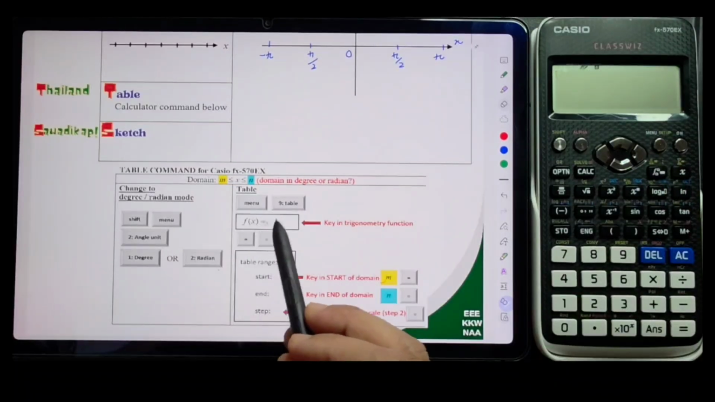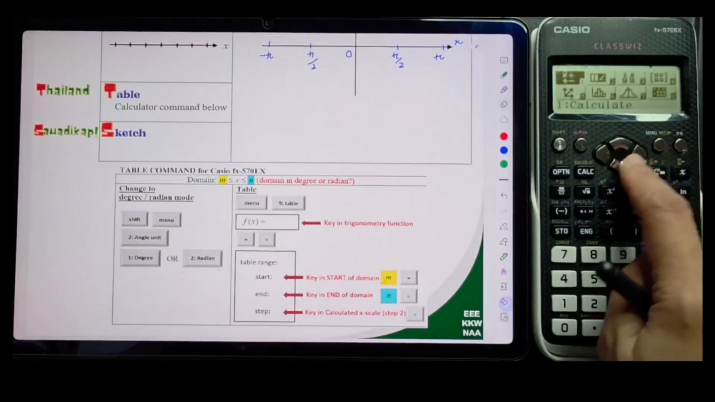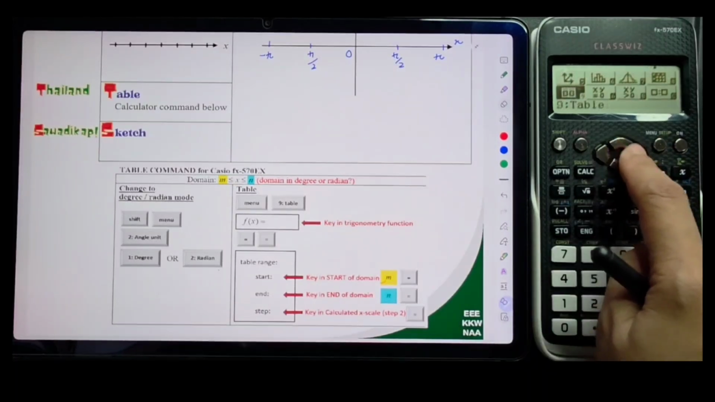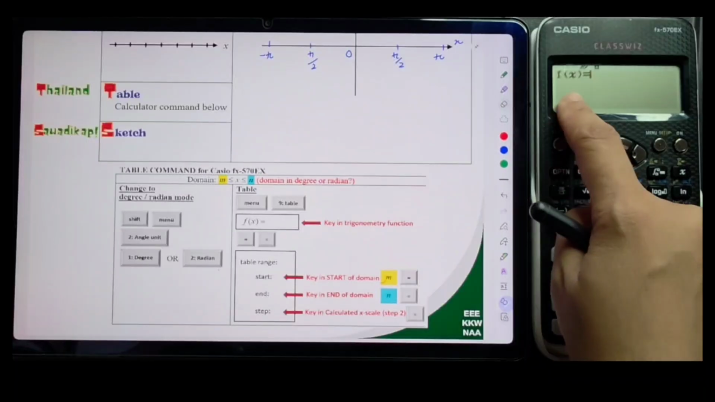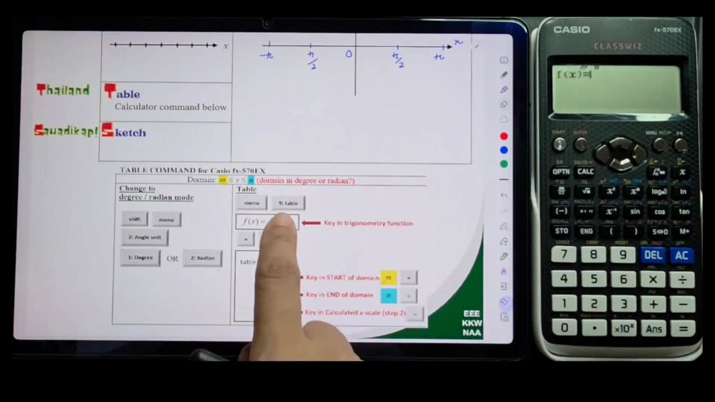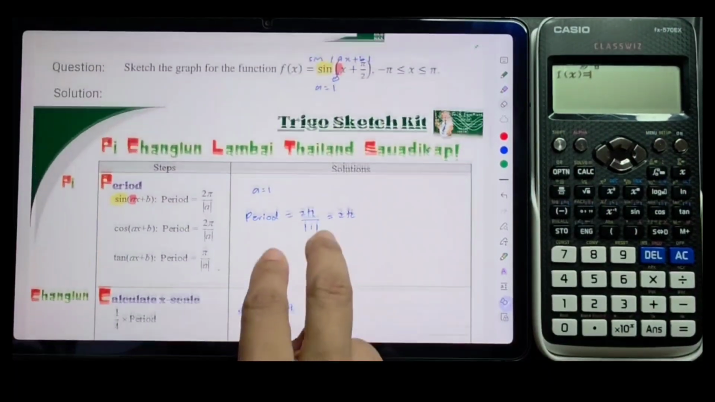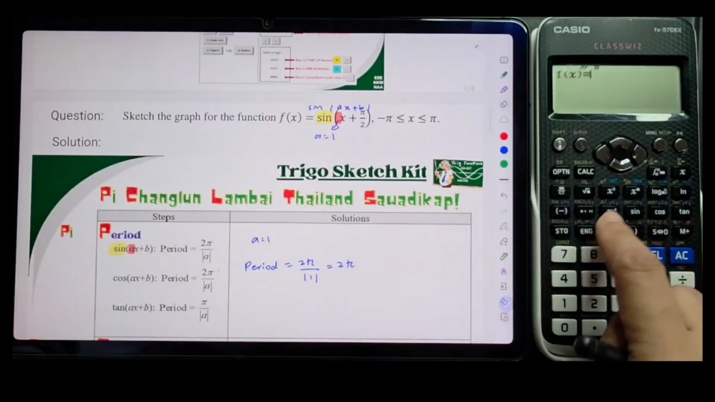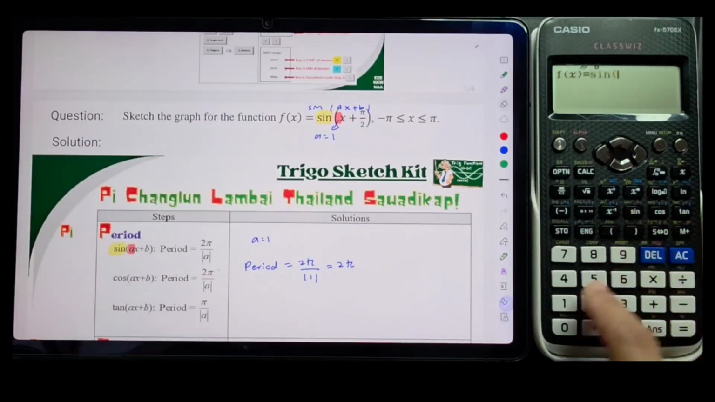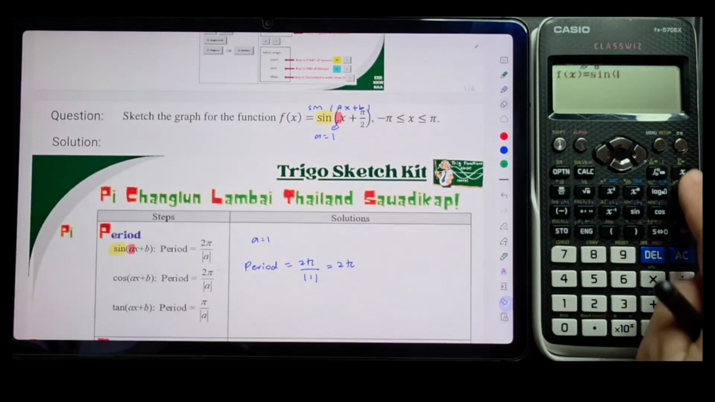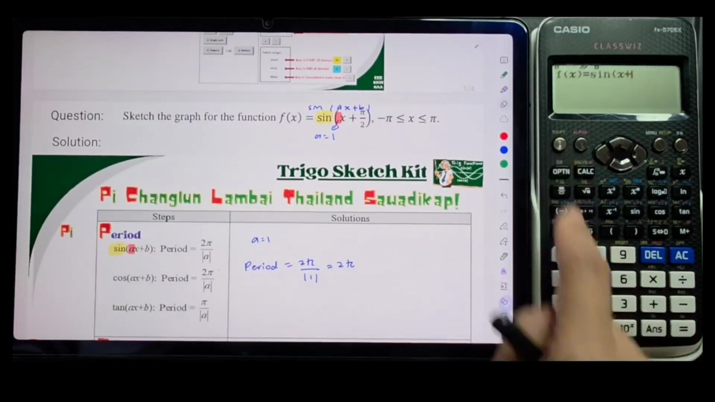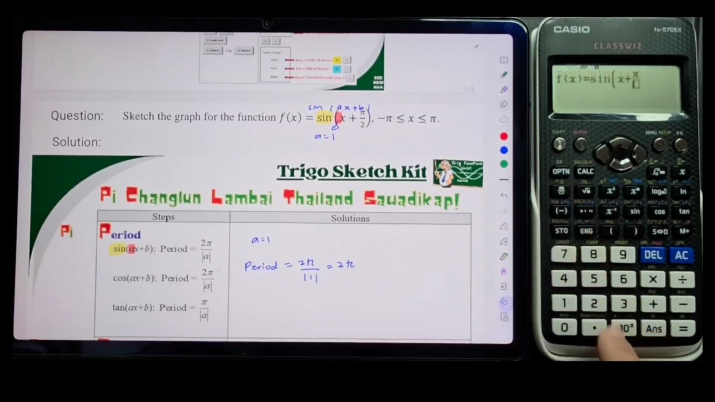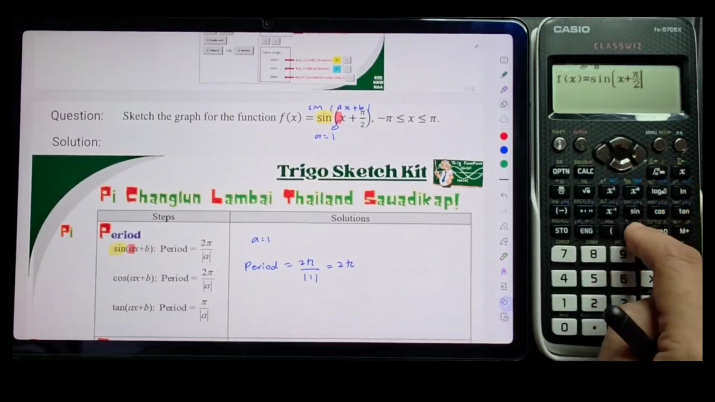Next, to key in the function, go to Menu, and then go to number 9, or just press the arrow down button and then number 9, and the calculator asks you what the function is. So the function is sine. Key in sine, and then x plus pi over 2, using Shift pi over 2, and close your bracket.